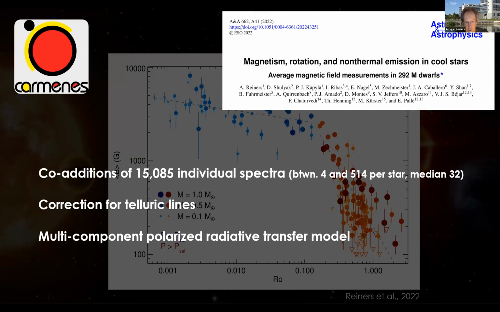With 2 spectrographs, actually. Carmenes is 2 spectrographs. It's a visual arm and a near-infrared arm spectrograph covering wavelength ranges from 550 nanometers up to 1.7 micron. And that is really a lot of data. This was necessary to get all this information out, because you need very, very high spectral quality. We corrected for telluric contamination. All the spectra that we were using were individually corrected for telluric contamination, automatically at some point, of course. And what we did is we applied a multi-component polarized radiative transfer model to fit our spectra.